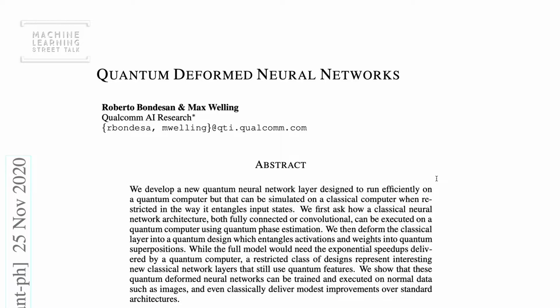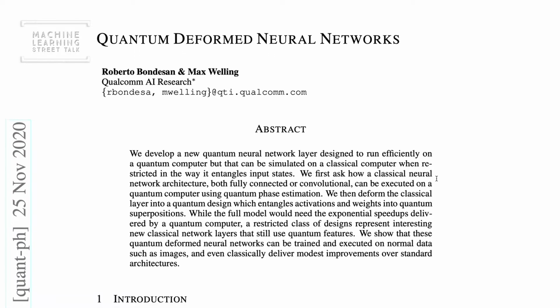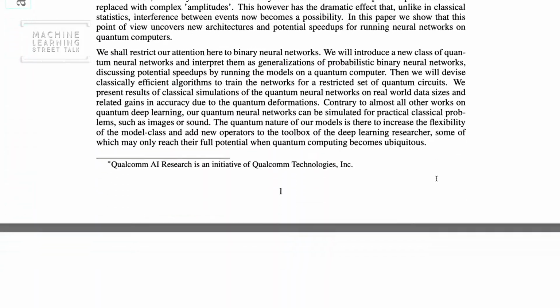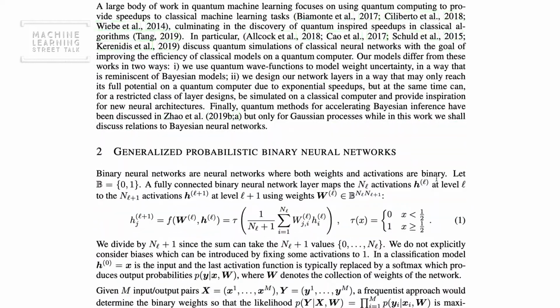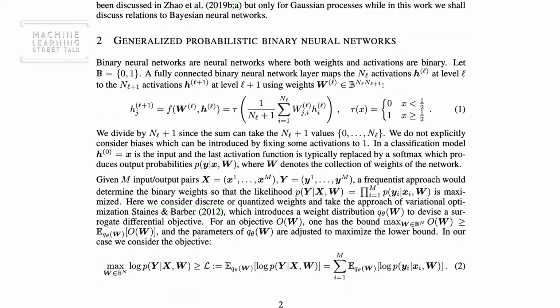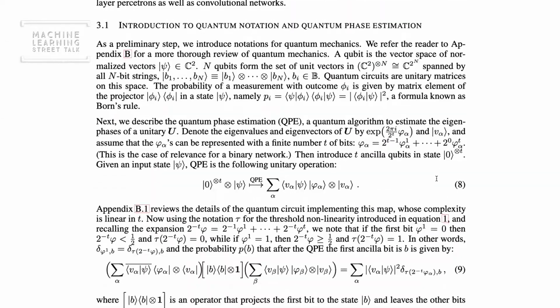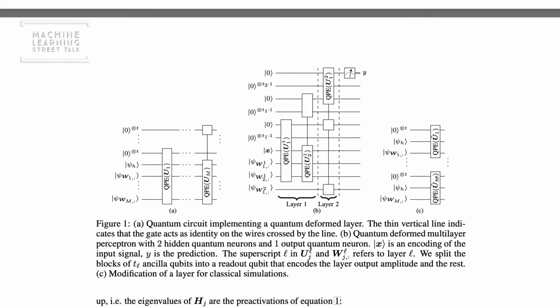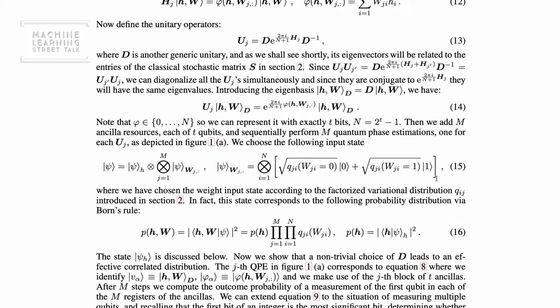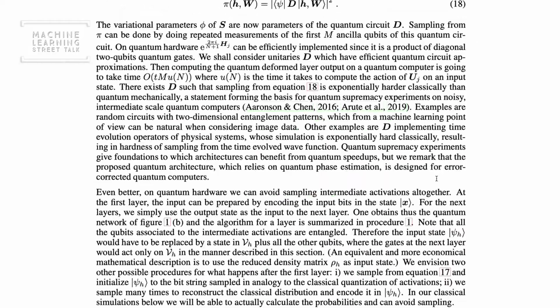And so that was a paper that we recently pushed on the archive, which is quantum deformed neural networks, where we basically first say, okay, what if we would take a normal neural net and implement it on a quantum computer, and then we slightly deform it into something where states get entangled. So by doing it in this particular way, we could still run it efficiently on a classical computer.